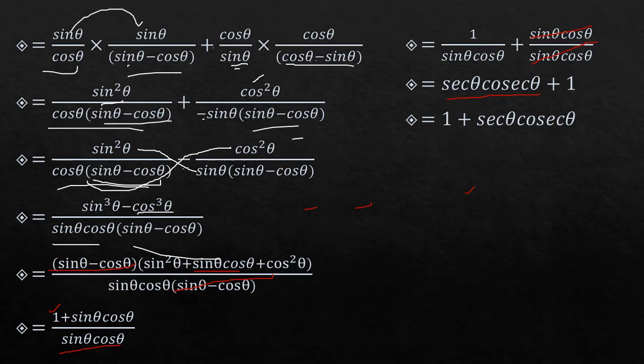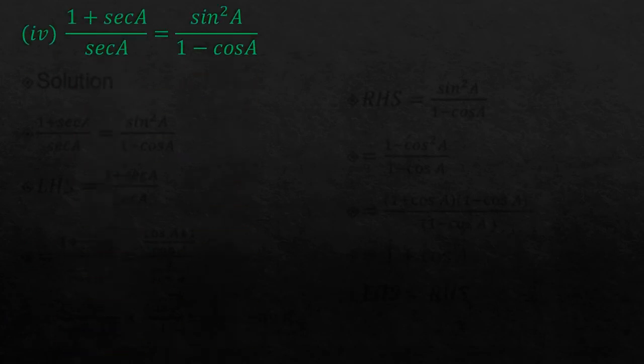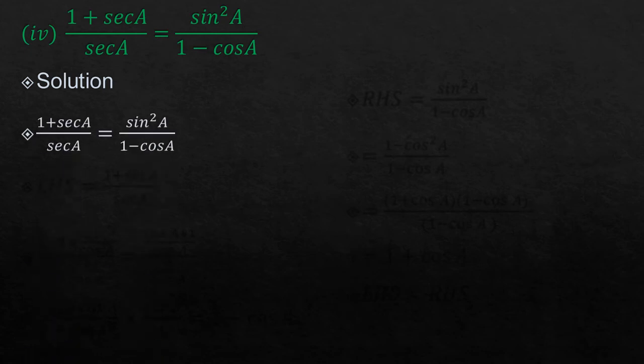So the fourth part is, students, 1 plus secant a upon secant a is equal to sin square a upon 1 minus cos a. So students, the hint is to simplify LHS and RHS separately. So let us start. First of all, write the question. The question is 1 plus secant a upon secant a is equal to sin square a upon 1 minus cos a.